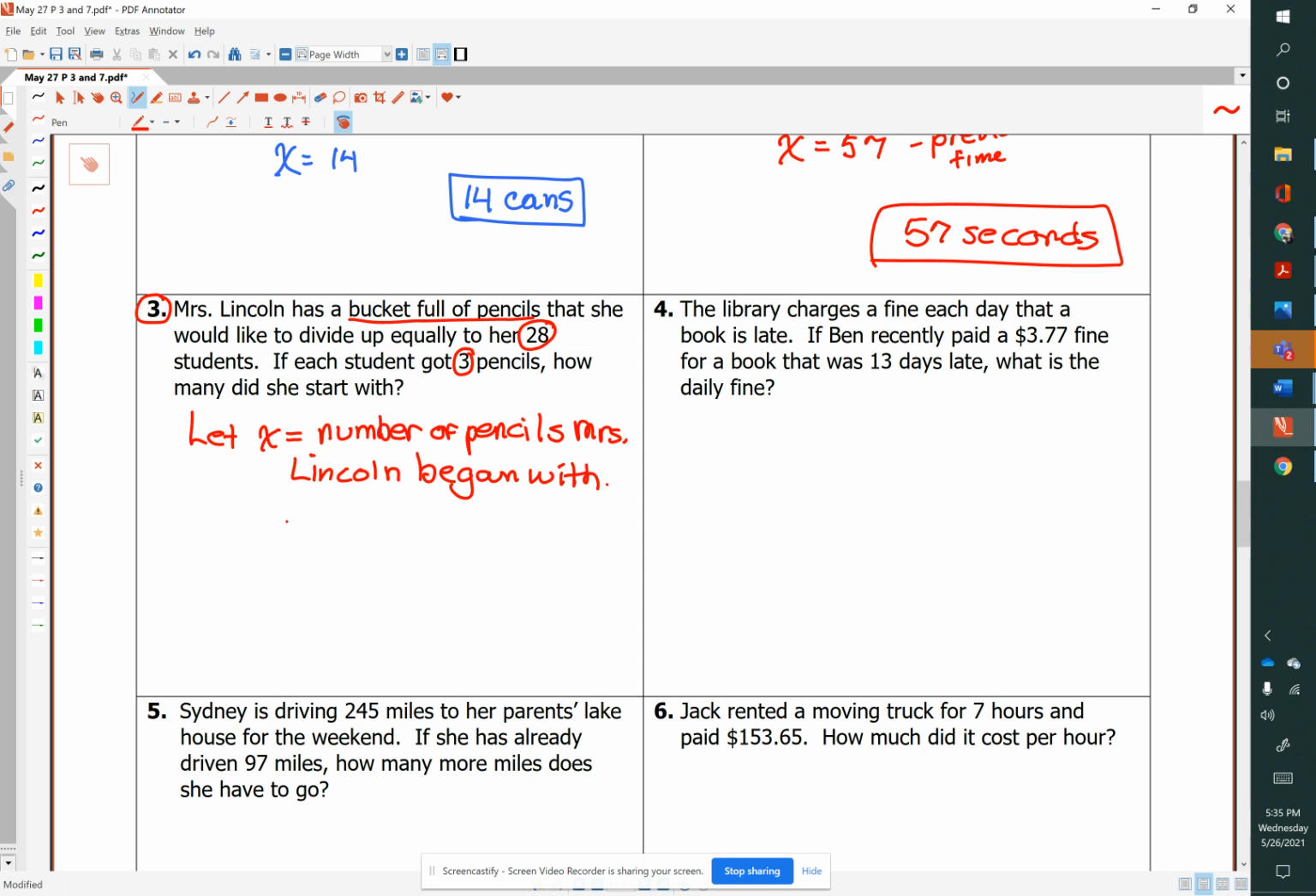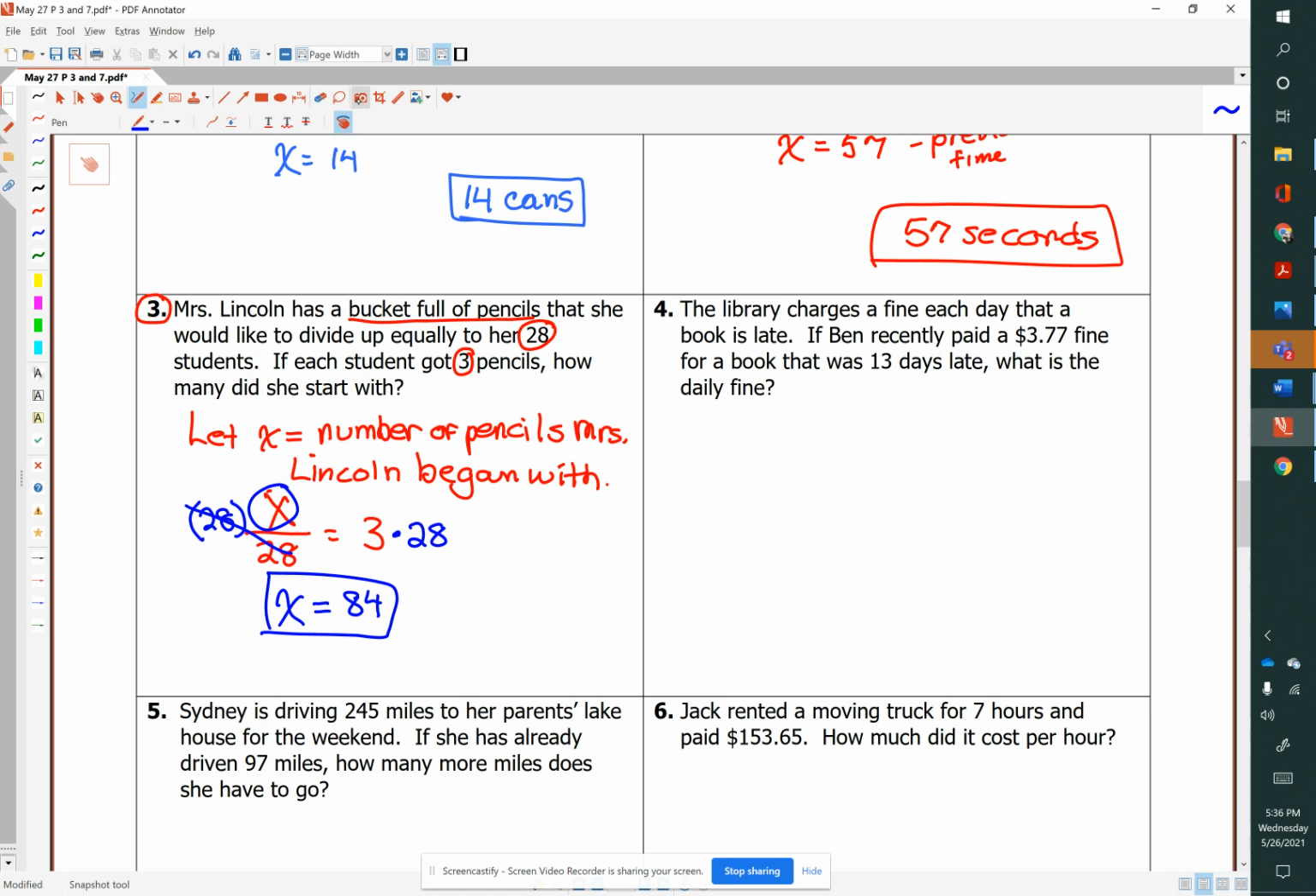So our math problem will be the number she started out with divided by 28 equals 3, because they get 3 each. So what's happening to x? x is being divided by 28. The inverse operation to division is multiplication. So if we multiply by 28, we can isolate our x, but whatever we do to the right side, we need to do to the left side. So if we isolate x and multiply 28 by 3, we have x equals 84 pencils.